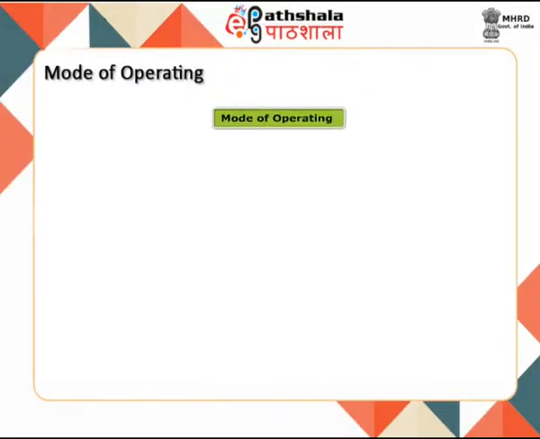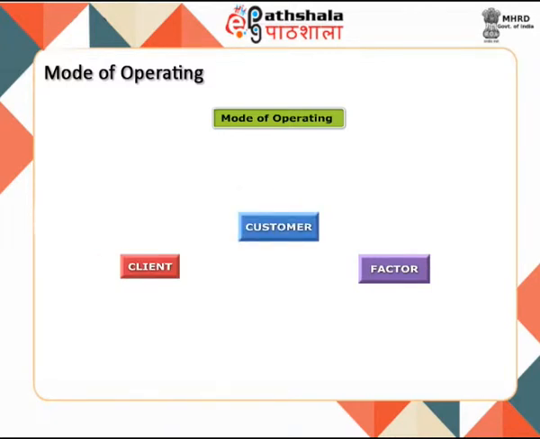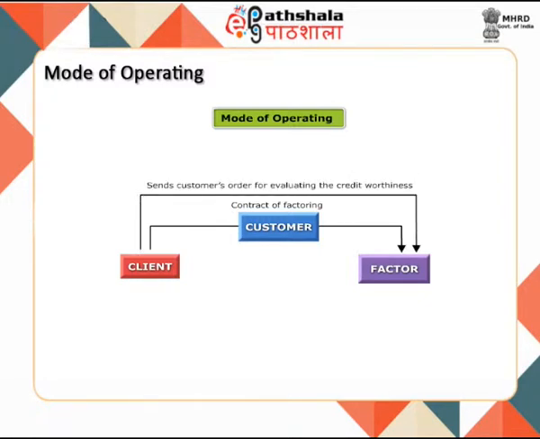Now we shall discuss the mode of operating of factoring arrangements. Generally, three parties are involved in factoring arrangements, namely factor, client, and customer. Factor helps in converting credit sales into cash sales. Before the client sells his goods on credit to the customer, he makes the contract of factoring. Then the client sends the customer's order to the factor for evaluating the credit worthiness of the customer and approve it.